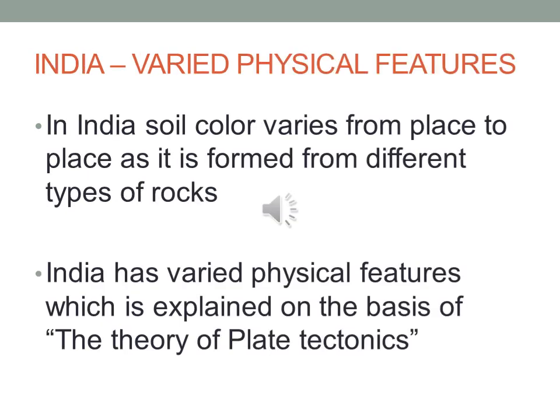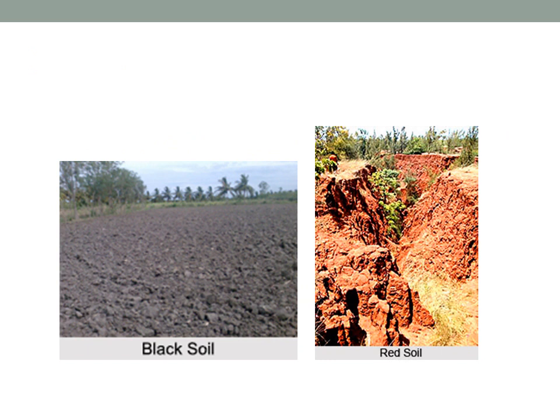India has varied physical features. In India, soil color varies from place to place as it is formed from different types of rocks. India's varied physical features are explained on the basis of the theory of plate tectonics. Can you see, children? I have shown you two different types of soils, black soil and red soil. There are many more varieties of soils like forest soil, laterite soil, etc.